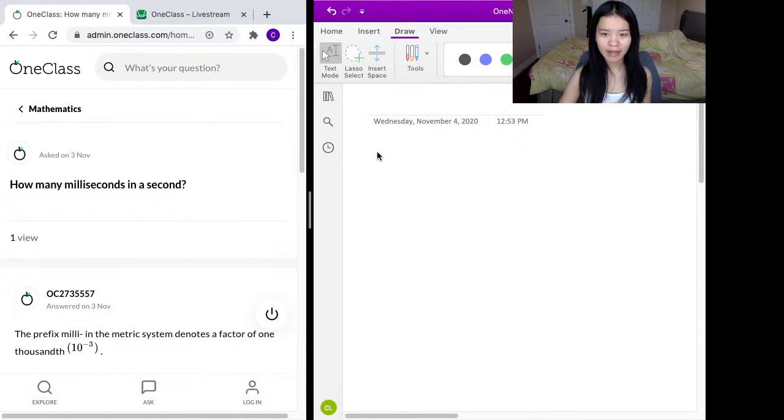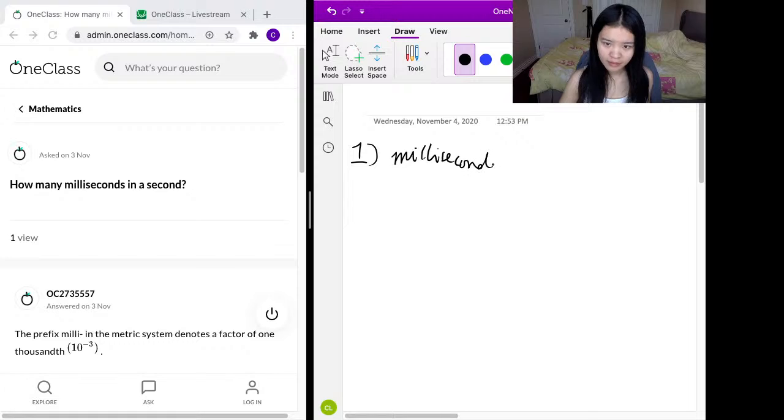Okay, so our first math problem today is how many milliseconds is in a second? So we're converting milliseconds to seconds. Note that the prefix milli in the metric system means a thousandth.